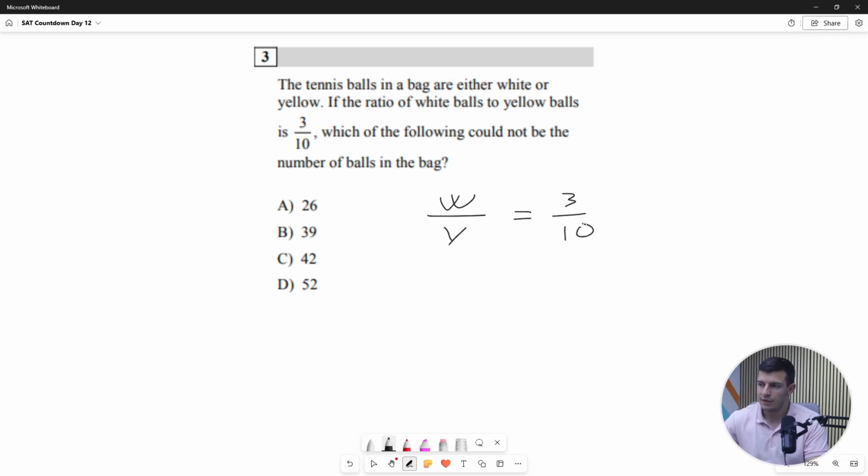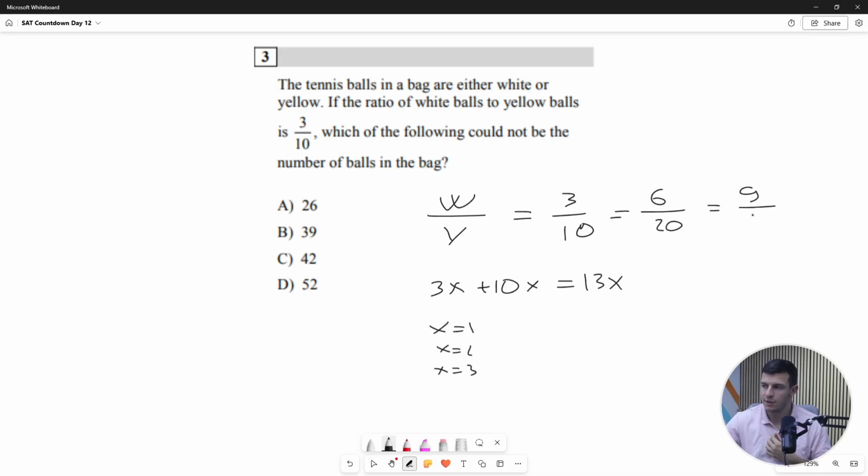If I have 3 and 10, that means I can write it as 3x plus 10x. That will be my total amount of balls, right? So 13x is how I'm going to scale it up. Now, x can be 1, x can be 2, x can be 3, doesn't matter. But the proportion should always stay, right? If x is 2, for example, this is going to be 6/20. If it's 3, it's going to be 9/30. Whatever, yes?